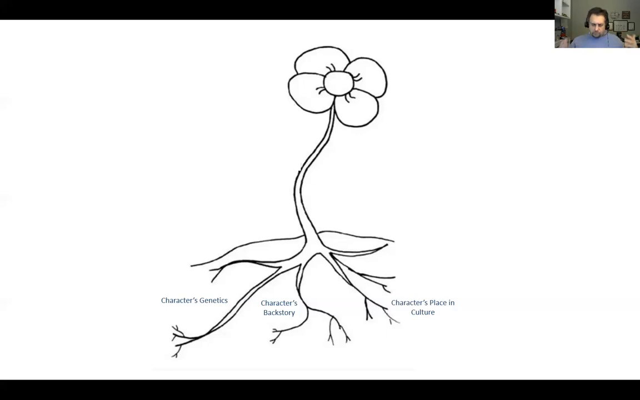So the roots of the daisy lead into the stem, and the stem is the character's personality. So our character's personality is the expression of the character's background. Let me say that again, because I stumbled over it. The character's personality is the expression of the character's background.